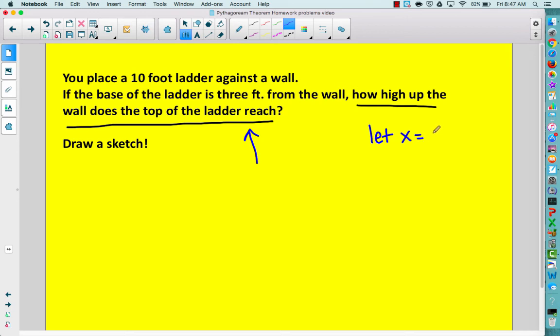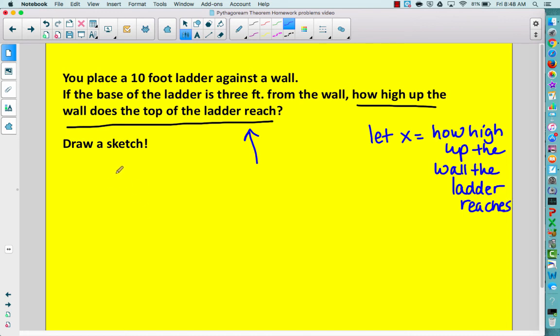So we're going to let x equal how high up the wall the ladder reaches. All right, so I have a wall. Okay, so this is my wall. And I have a ladder laying against it. It's being placed against the wall, and the ladder's 10 feet, so this is 10. That ladder is 3 feet from the base of the wall.